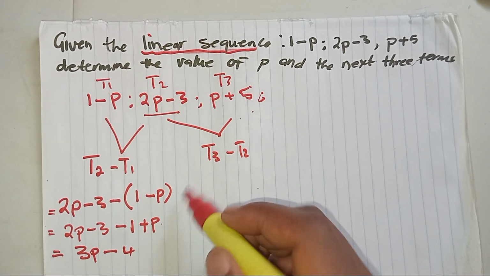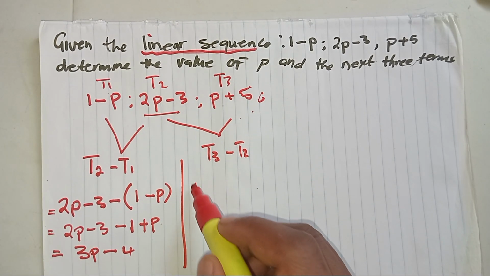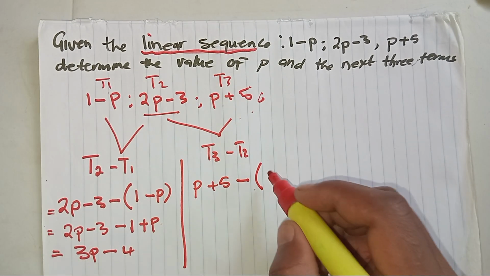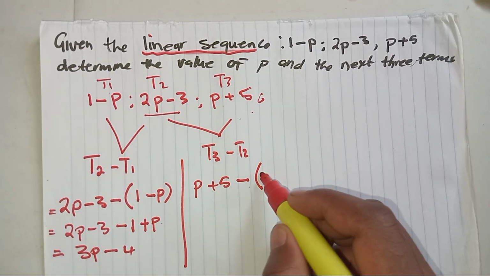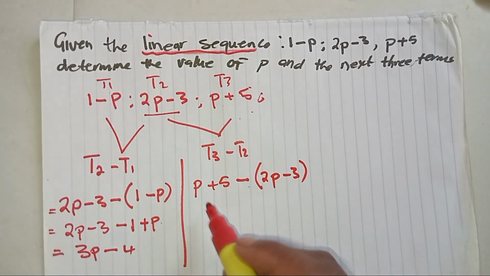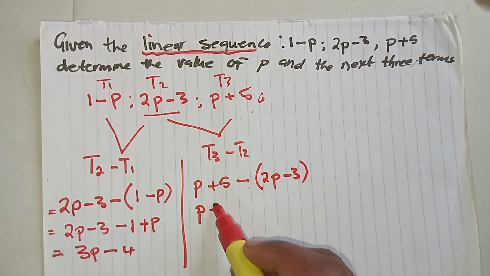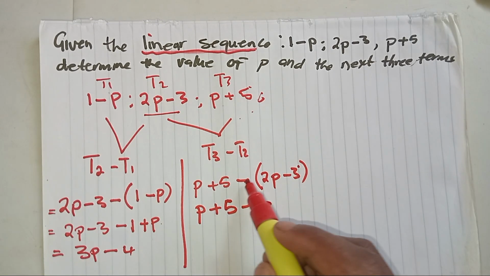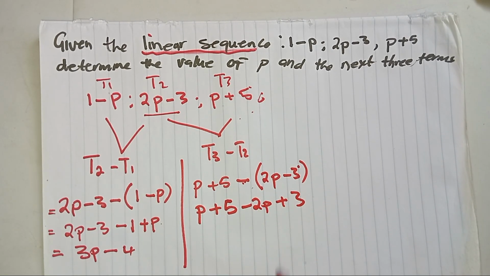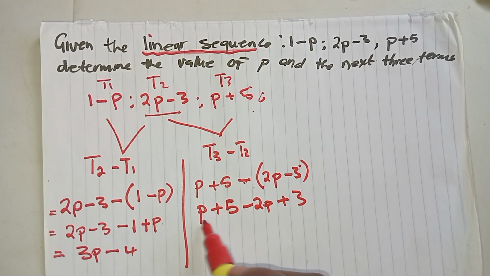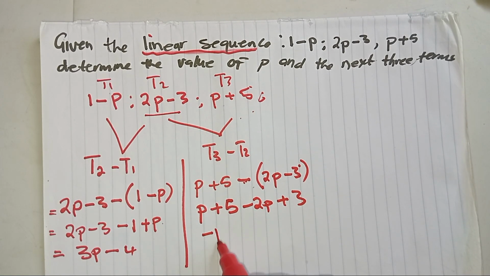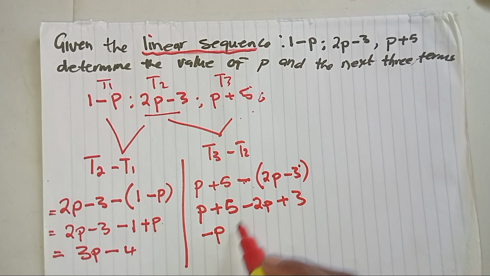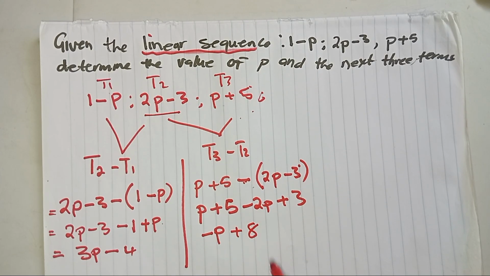Let's work on this other side now. We're going to have p plus 5, minus the whole second term, which is 2p minus 3. So we have 5 plus p, plus 5 minus 2p, and then plus 3. Then we add everything up: p minus 2p gives minus p, and 5 plus 3 is going to be plus 8, right?